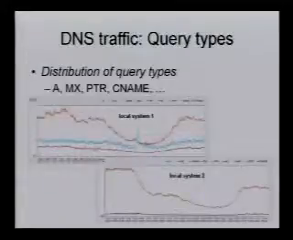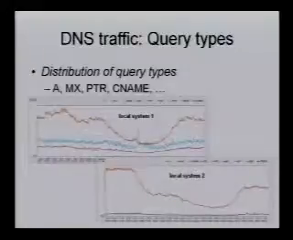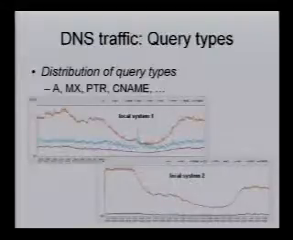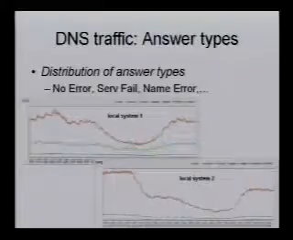This slide shows the query types sub-menu of DNS traffic. These 2 graphs show the distribution of query types: type A, MX, PTR, etc. You can see there are abnormal users in local system 1 who generate a huge amount of PTR queries. In a normal case, the ratio of type A queries is very high.